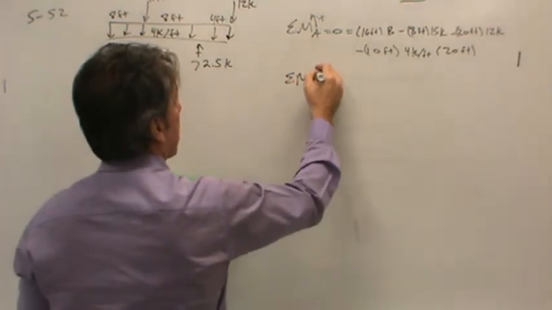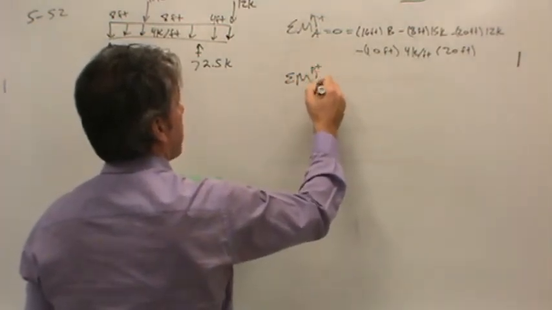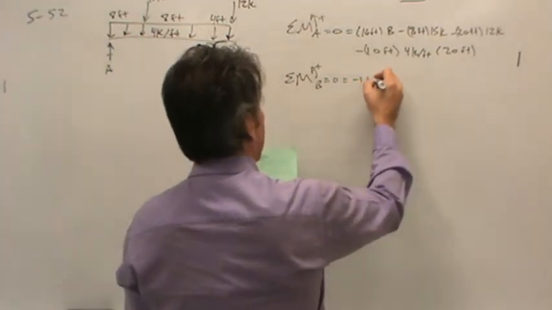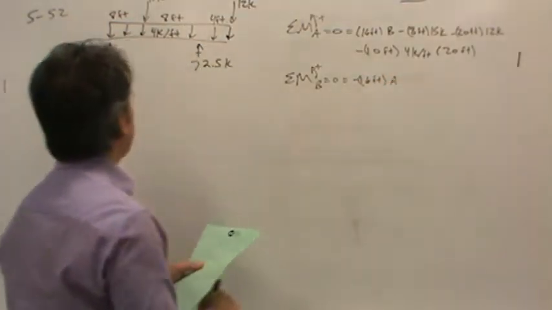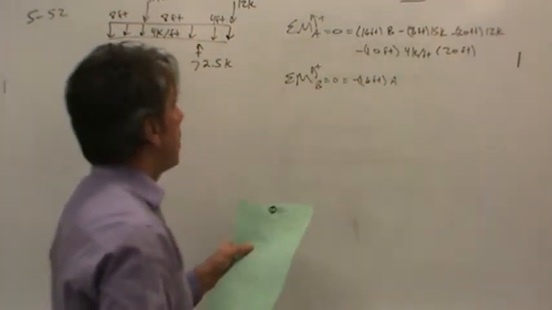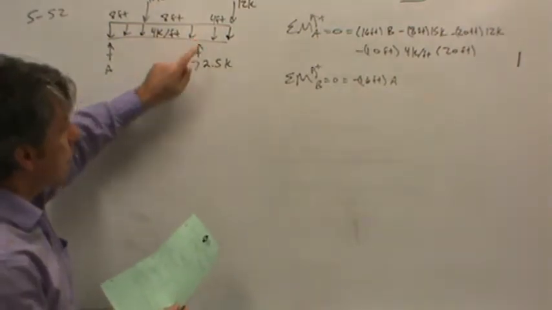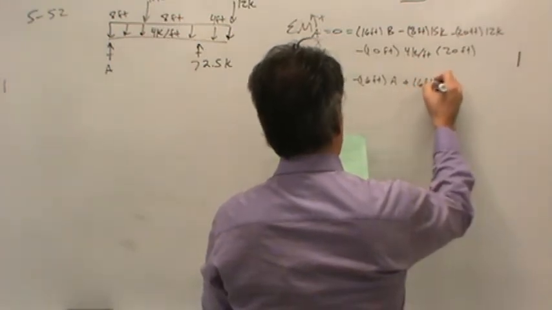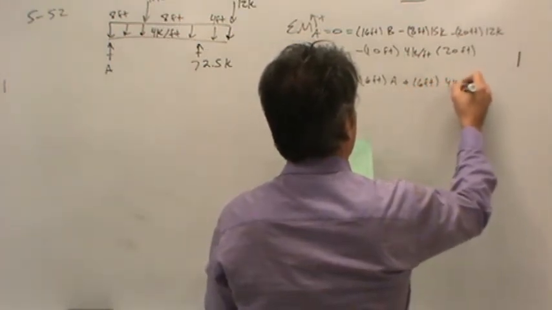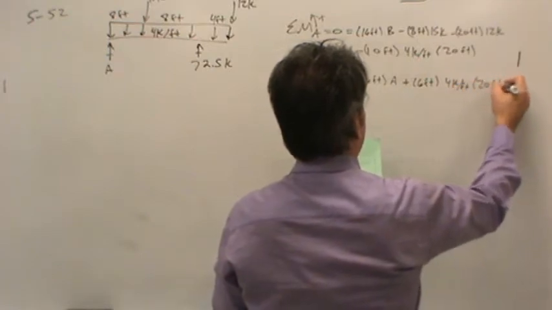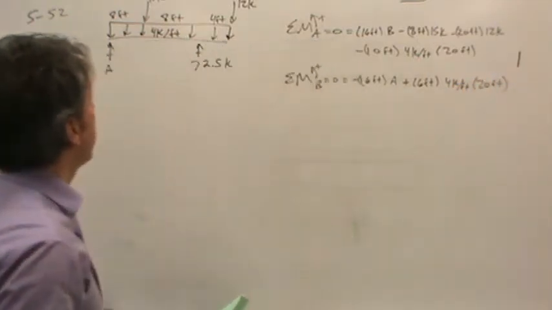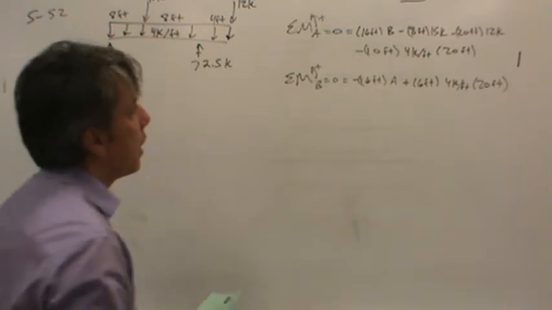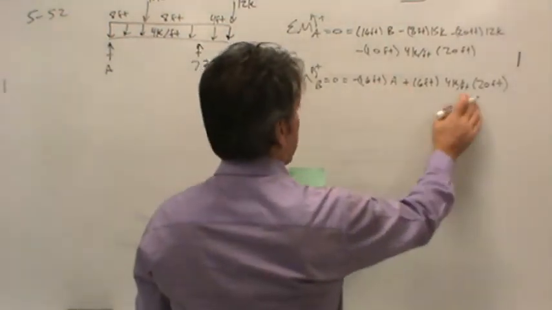Summing moments, again counterclockwise positive about B. What you get is negative 16 feet multiplied by A. Understand that A is causing a negative moment about B. Summing moments about this point, plus 6 feet multiplied by 4K per foot times 20 feet to take care of the distributed load. Now understand that the center of the distributed load is in the center of the beam, and that's only 6 feet from the support B. So that takes care of the distributed load.